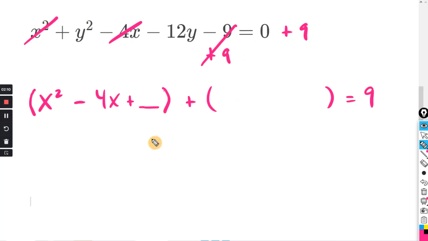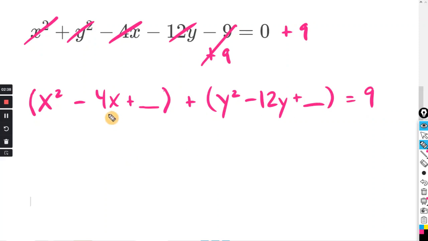And do the same thing with the y's. y squared is first, -12y, and do plus a blank space. And now what we're going to do is use the method called completing the square. So we're going to factor these into binomials that are a perfect square.